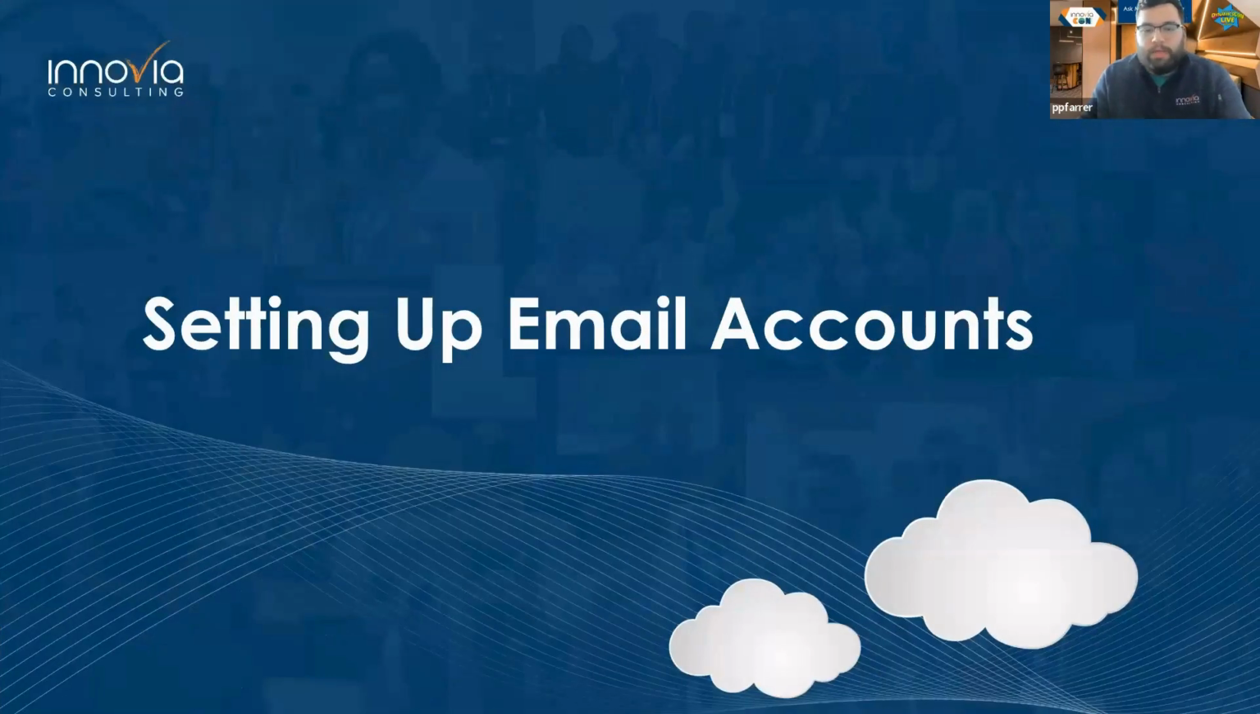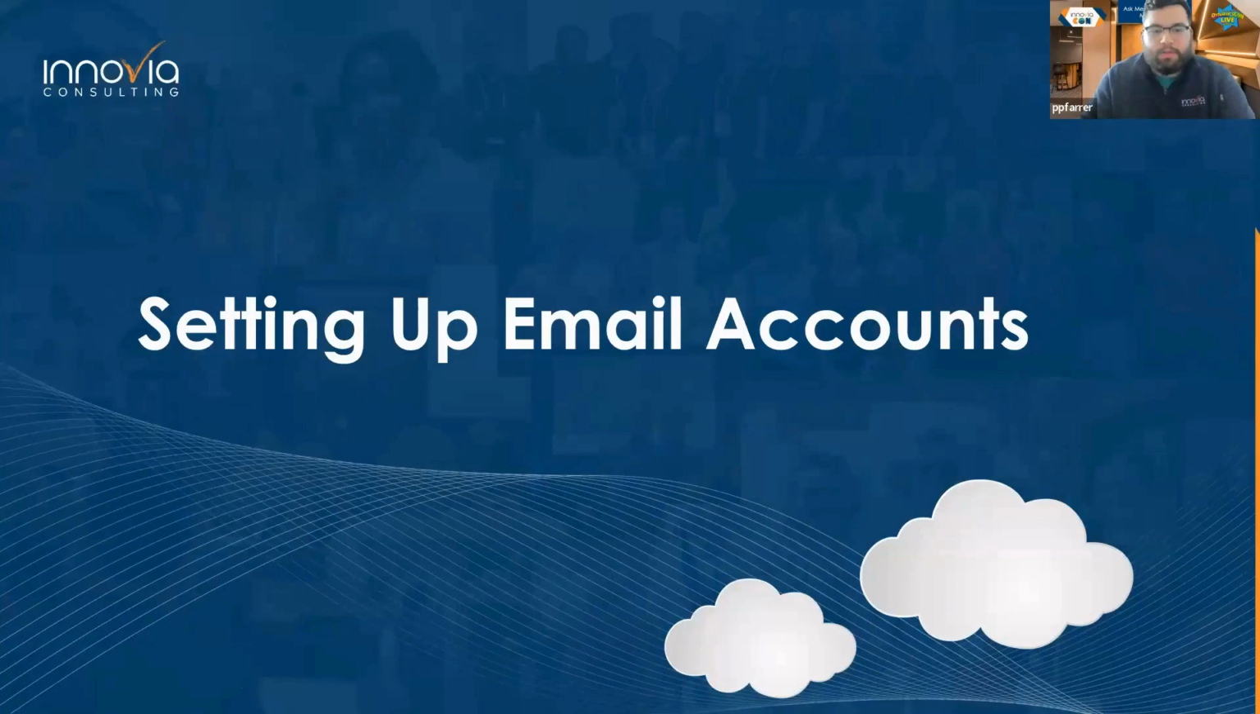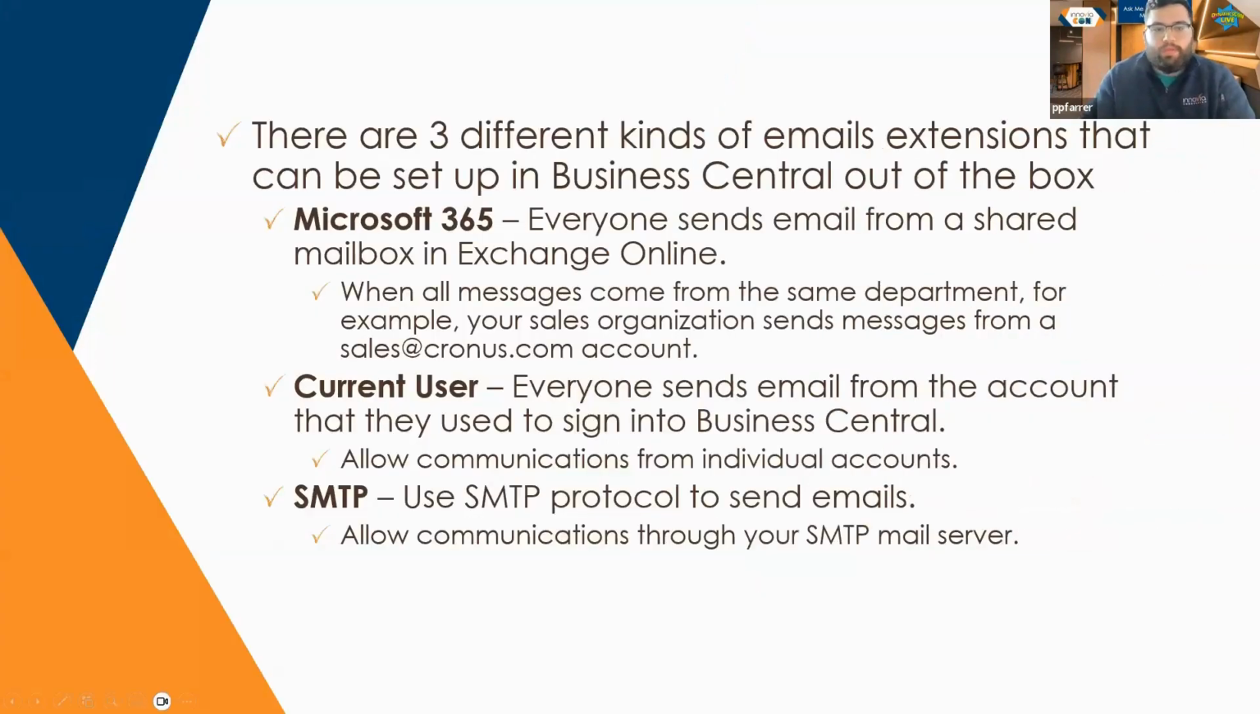All right, so setting up email accounts with BC, the first thing. There's really 3 different ways you can set up an email account with BC. First off is the Microsoft 365 account. Second one is going to be that current user, and the third one is going to be that SMTP. The Microsoft 365 account is, most people set it up as a shared user account or shared email account that you set up. Example of this would be a sales department email account, customer service email, etc.